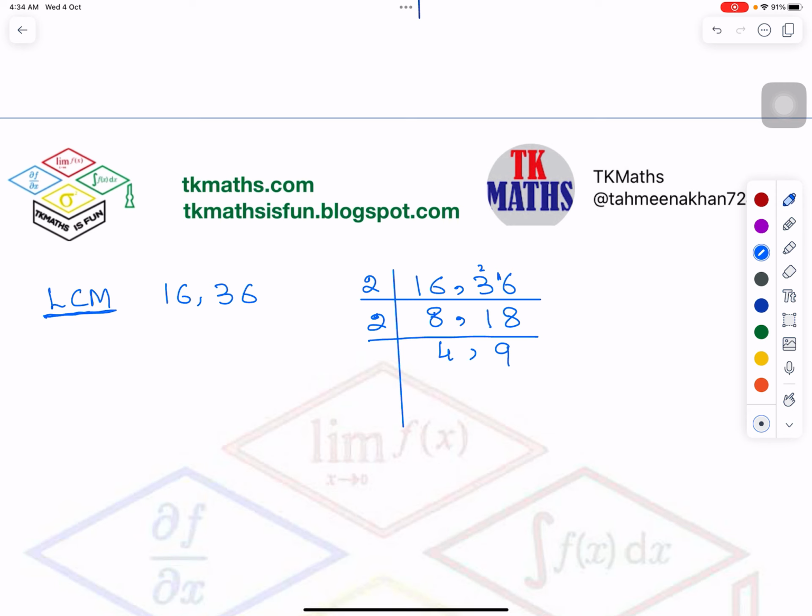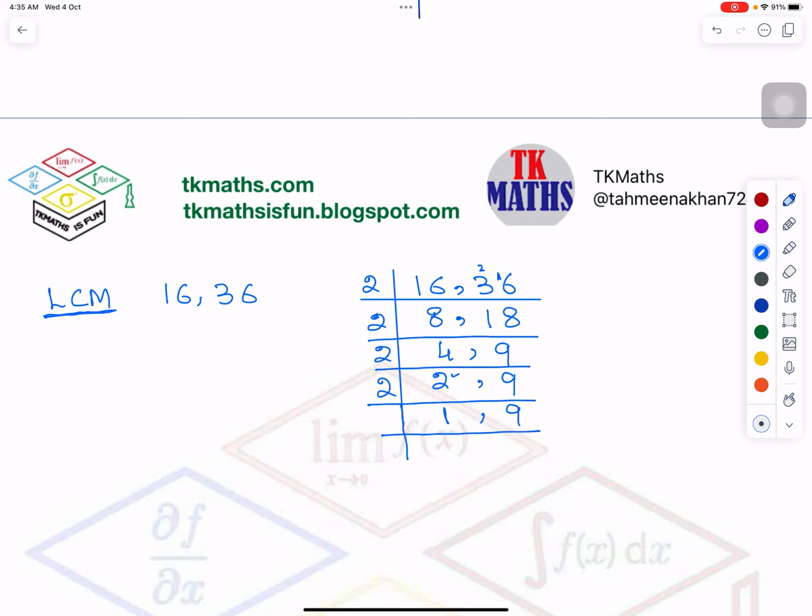So for example, 4 can be divided by the table of 2. So I will do 2 2s are 4 and this number I will just write as it is. This is the difference between the method of finding HCF and LCM. Now again I will go by the table of 2 because this can be divided by 2. So 2 1s are 2 and this I will write as it is. Now I have gotten 1 here. I will move on to 9.